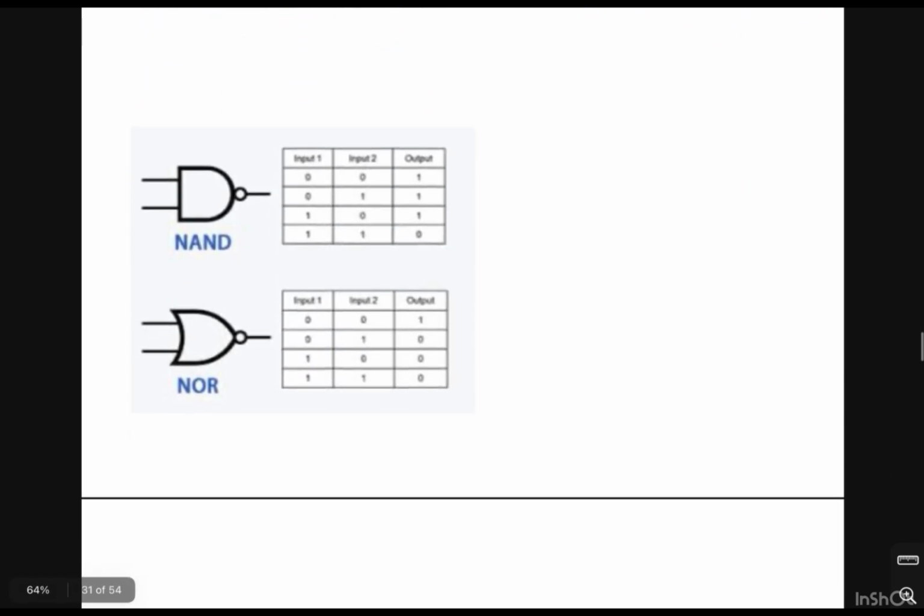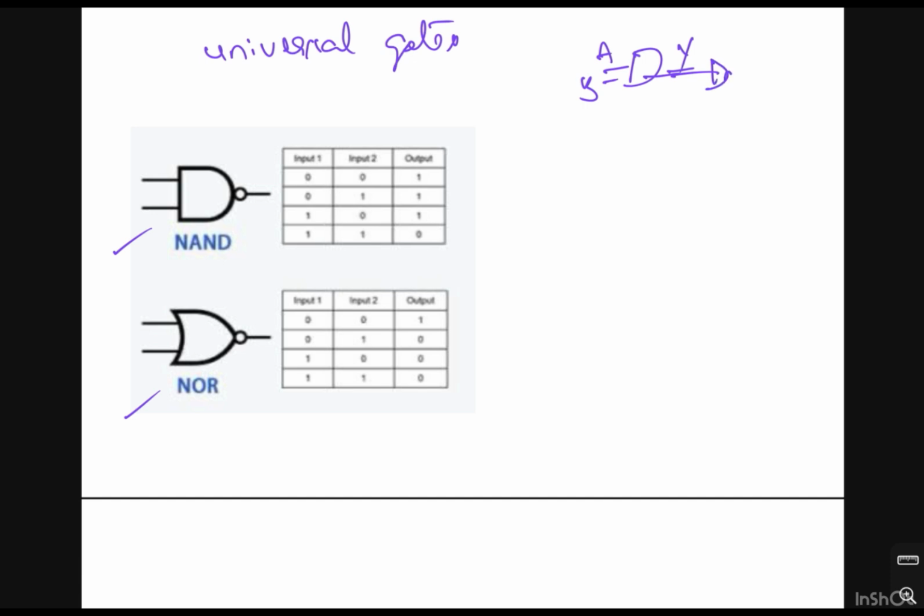Universal gates are the preferable gates in digital electronics. Those are NAND and NOR. We can say that NAND is the complement of the AND gate. The AND gate has A, B and Y. If you take an inverter, so this is A bar. So here you will get A dot B, and then A dot B whole bar. So the NAND gate is a complement of the AND gate, and the NOR gate is a complement of the OR gate.